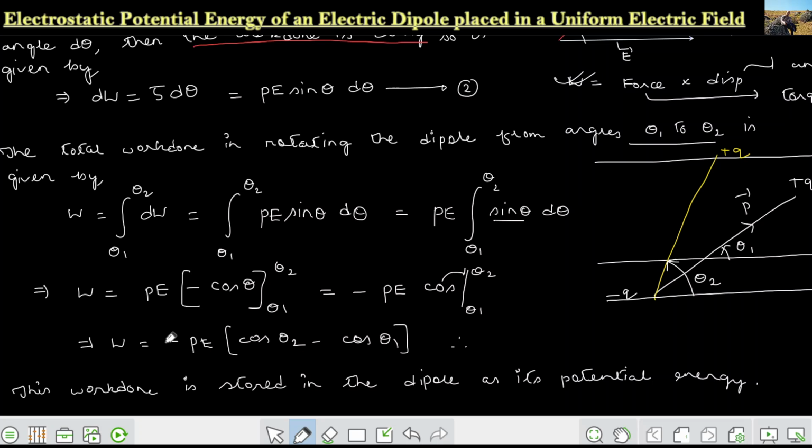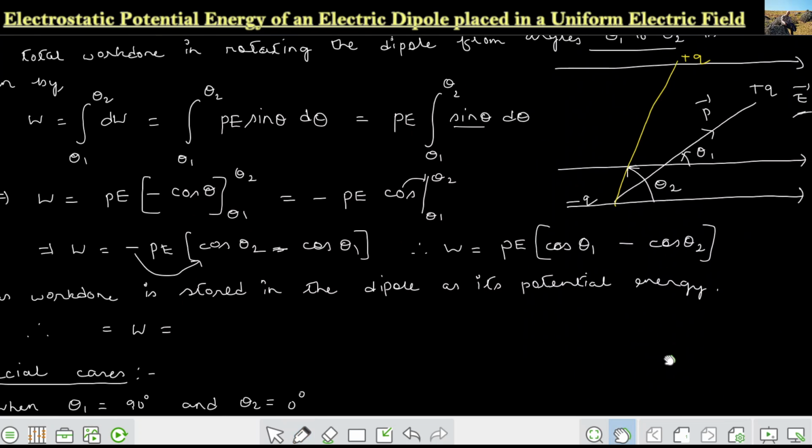After you solve, when you multiply this negative sign inside the bracket, you will get an expression in this form. We will write PE, then minus into minus will give plus, so cos of theta 1 will be in front, and minus into plus will give minus, so that will be negative cos of theta 2. This is our reduced expression, and we will mark it as equation number 4.